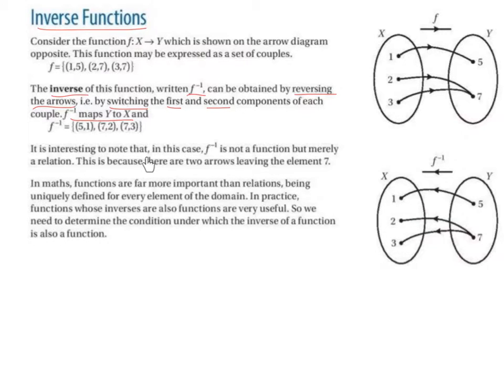It is interesting to note that, in this case, f to the power of minus 1, or the inverse of function f, is not a function, but merely a relation. This is because there are two arrows leaving the element 7. So here's 7, and there are two arrows leaving it. In maths, functions are far more important than relations, being uniquely defined for every element in the domain. In practice, functions whose inverses are also functions are very useful. So we need to determine the condition under which the inverse of a function is also a function.